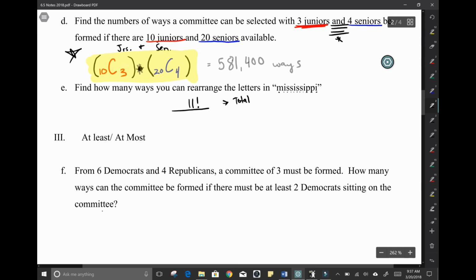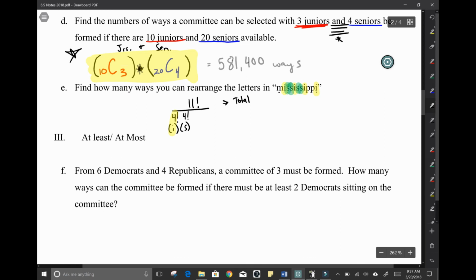But we want to divide that, because if we rearrange the I's, okay, it's really going to look the same no matter how we put them. So what we want to do is divide by, in this case, 4 factorial. That will take out the redundant I's. There's 4 of them, so we're going to take those out. Now there's also redundant S's. So 1, 2, 3, 4. So also we are going to take out the 4 of the S's.